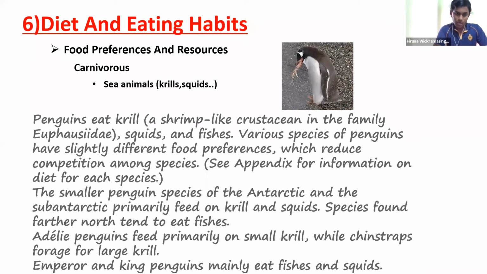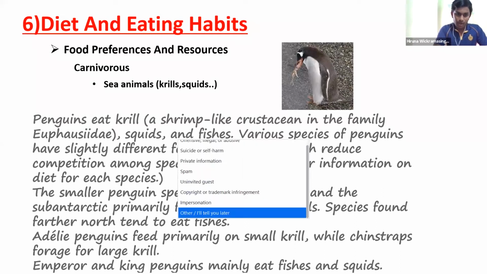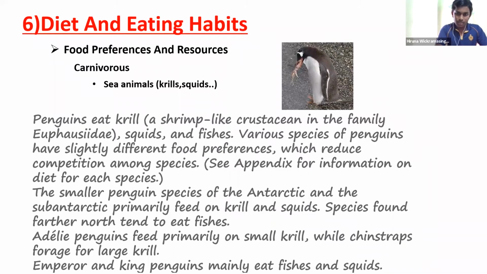Like the smaller penguin species of Antarctic and the subantarctic primarily feed on krill and squid smelt. The species found farther north tend to eat fishes mainly, and Adelie penguins feed primarily on small krill while chinstrap forage for large krill mainly. Next slide.